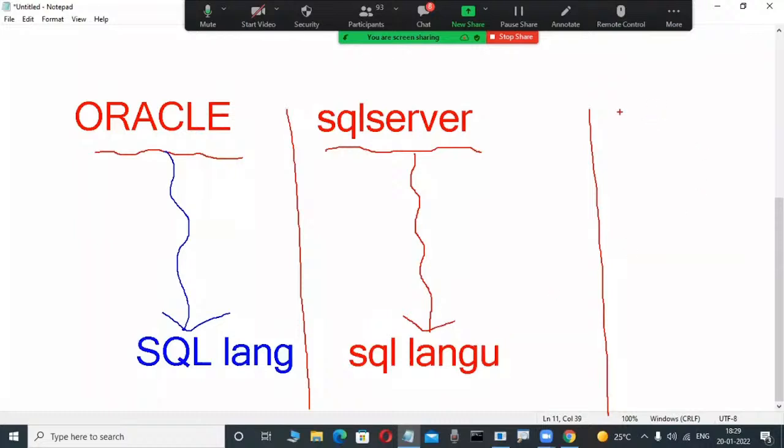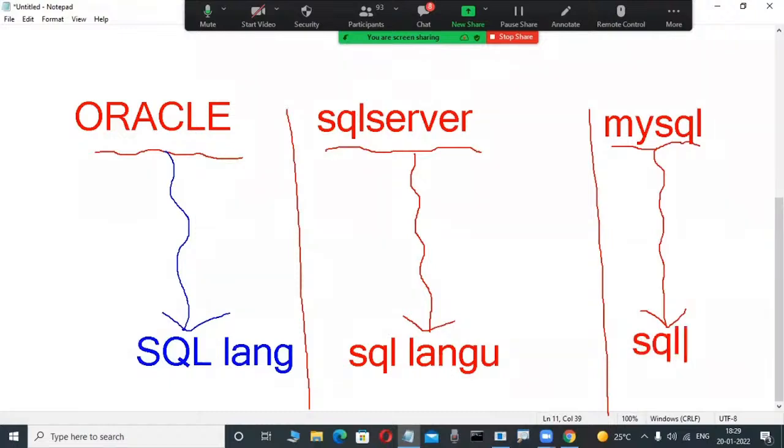Again, MySQL is used by many people in my company. MySQL is also a relational database product, and it is open source. Some employees work on the MySQL product and operate the MySQL database. They also use SQL as the language. So SQL is a universal language.